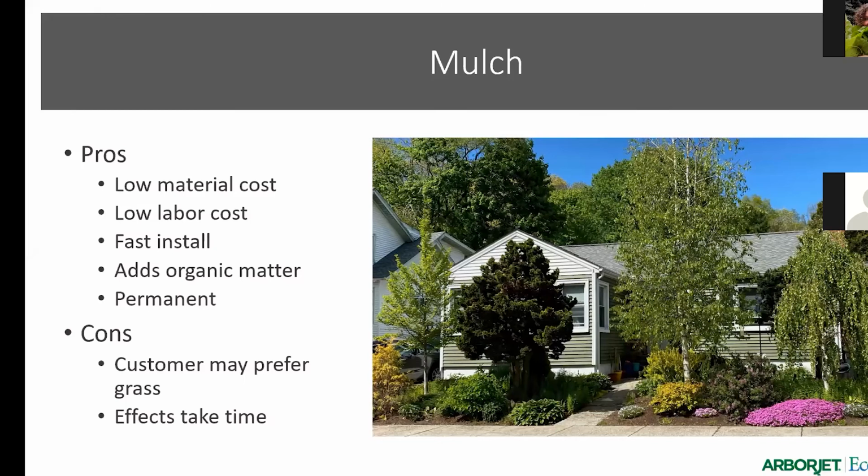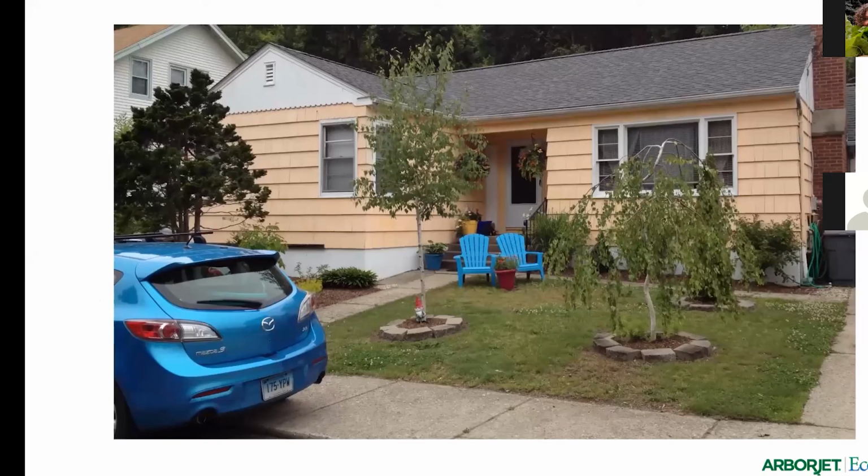It makes permanent changes. The cons, you have to talk your customer into it because they may prefer lawn. And the effects do take time if you're working on an urban soil, but we'll go over later how to kind of speed up those effects. But a good, healthy landscape doesn't need a lot of pesticide or any other applications, just good mulch, good soil, good plants planted well. So here we have, these trees went in 2014.